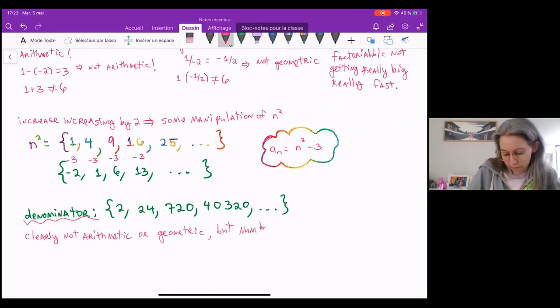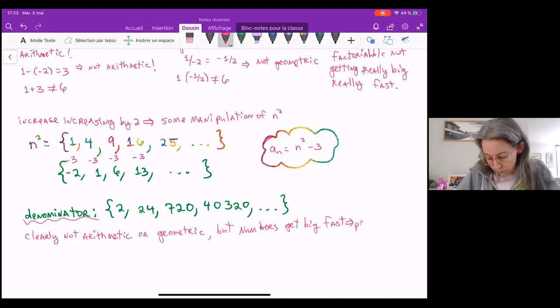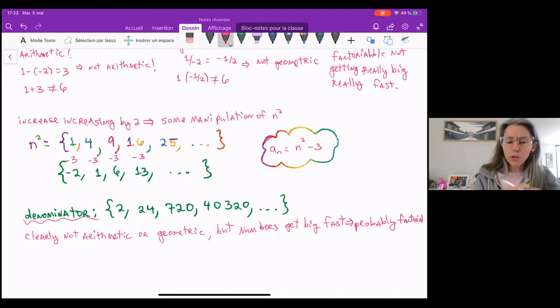But the numbers get big fast. So it is probably a factorial. Okay, so just to make it clear, how is it clearly not arithmetic or geometric? Well, 2 plus 22 gives me 24, but clearly I'm not adding 22 again to get up to 720. And 2 times 12 gives me 24, but 24 times 12 does not give me 720.